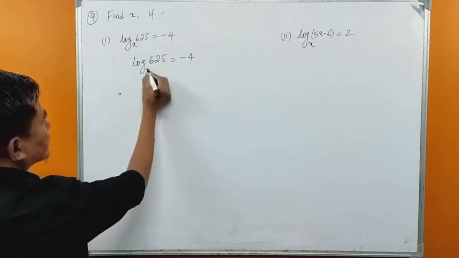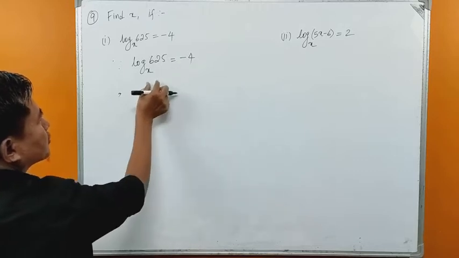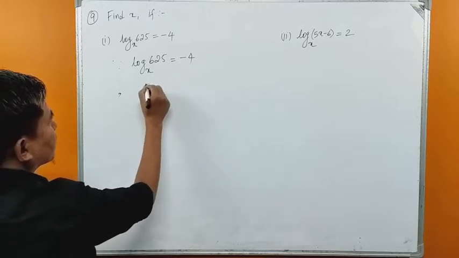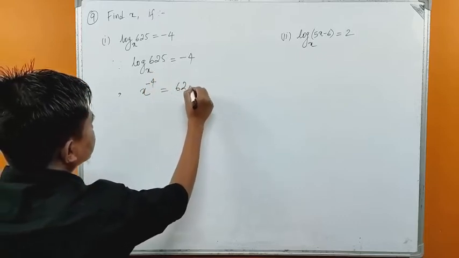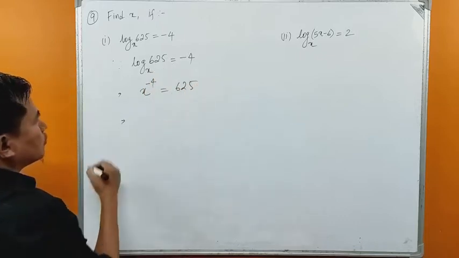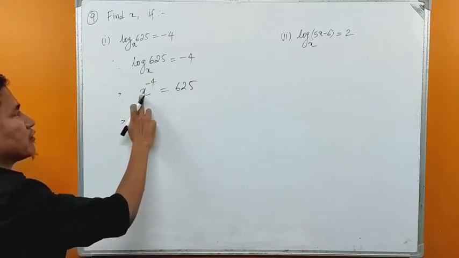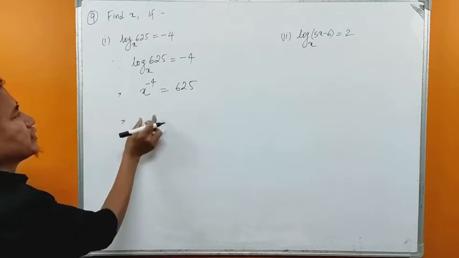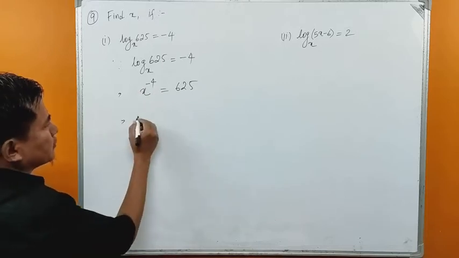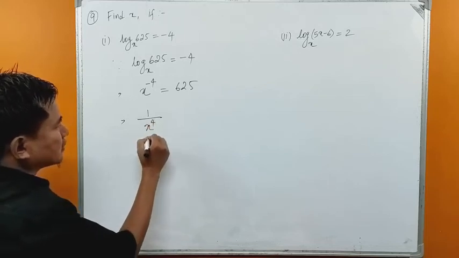So this is base x, so we write x here. This minus 4 comes here as power: x to the power minus 4 equals 625 goes to the right hand side, isn't it? Now you can see x to the power minus 4, the power of x is negative, isn't it? So if I bring this x down to the denominator, the power changes to positive. We have done this in laws of indices, isn't it?